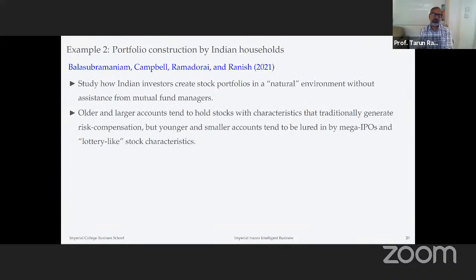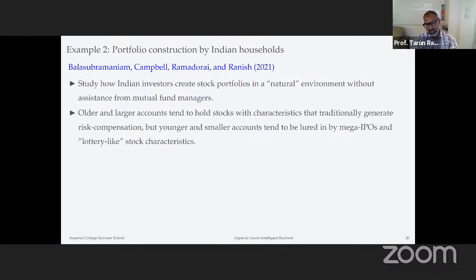The second example is portfolio construction by Indian households. We use very detailed data from the depositories in India, which allows us to study how Indian investors create stock portfolios in a natural environment without assistance from mutual fund managers. So we studied these data in 2011 when the mutual fund share in India was actually fairly low. And so this is a joint working paper with Vimal Balasubramanian, John Campbell, and Ben Ranish. And in that paper, we show that older and larger accounts tend to hold stocks with characteristics that traditionally academics would favor. They generate risk compensation.